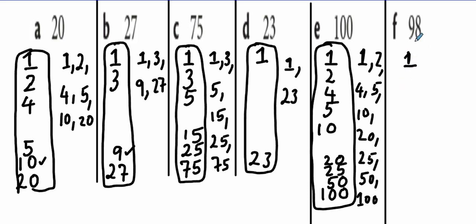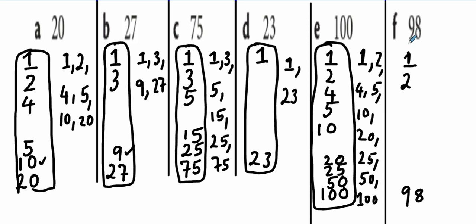1, because 1 is the smallest possible factor of every single number. To get the next number, you do 98 divided by 1, so the answer is 98. So 1 is a factor of 98, and also 98 is a factor of itself. Okay, 98 is an even number, so 98 is divisible by 2.